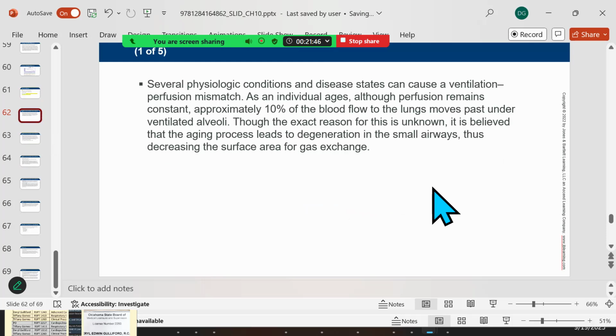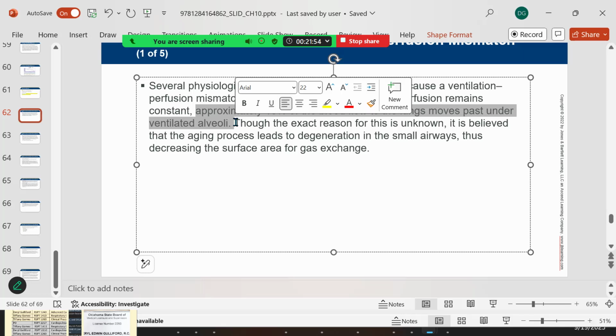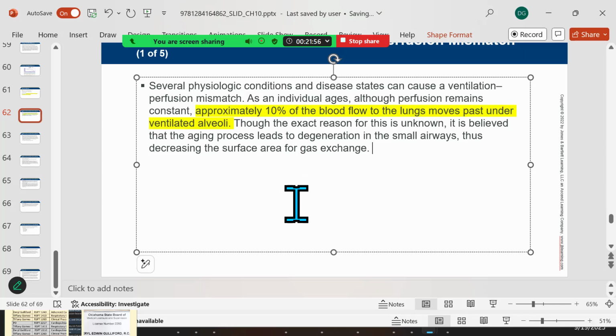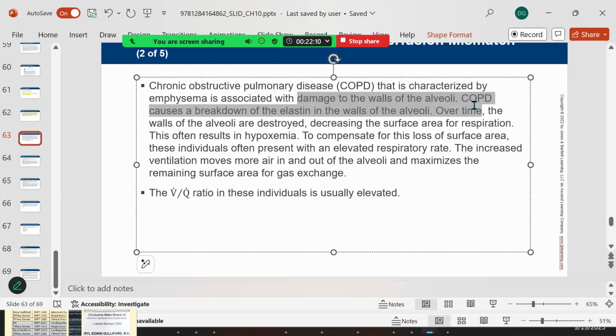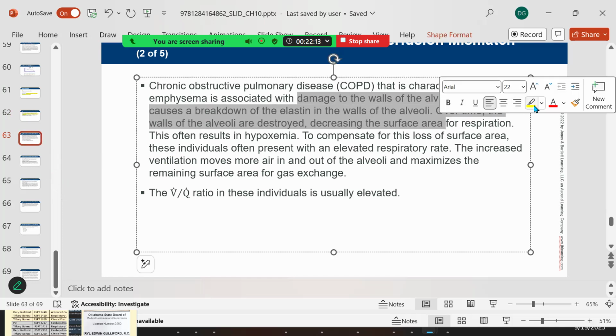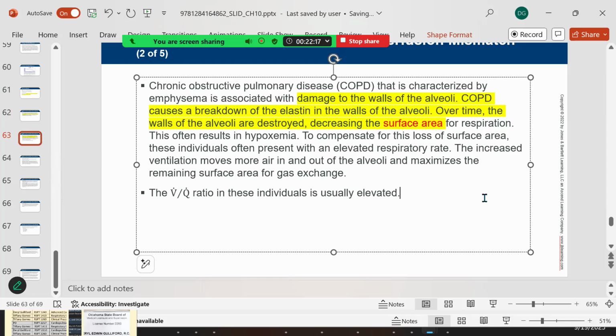About 10% of blood to the lungs moves past underventilated alveoli. That means there is a mismatch between the ventilation and the perfusion, about 10%. So our system's not perfect. It's really good and it works the great majority of the time. COPD is associated with damage to the alveolar walls. We have less surface area. Those are the key words to highlight for you there, less surface area, because so much of the alveolar surface has been destroyed.